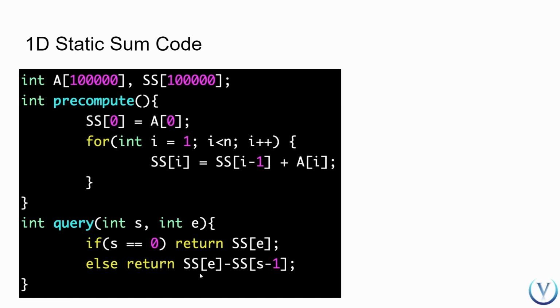Now for the queries, we return static sum of e minus static sum of s minus 1. However, we need to be careful of the case where s is equal to 0, and in that case, SS of minus 1 would crash the program. So we need to put in this conditional to handle the edge case.